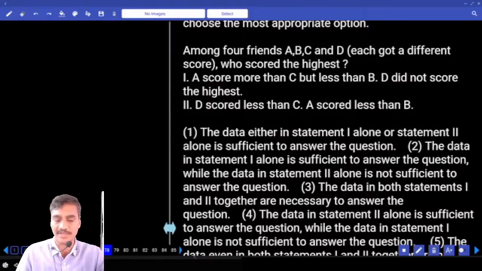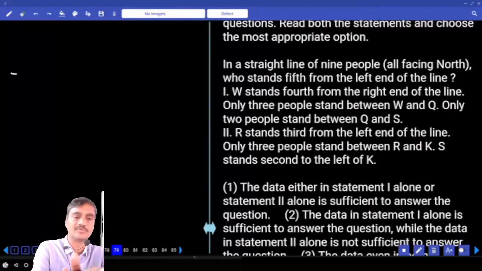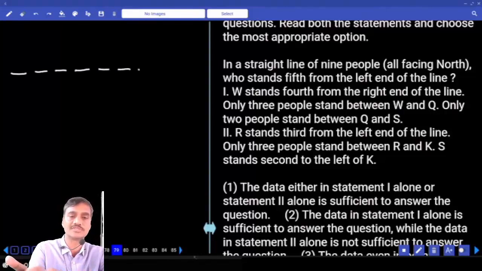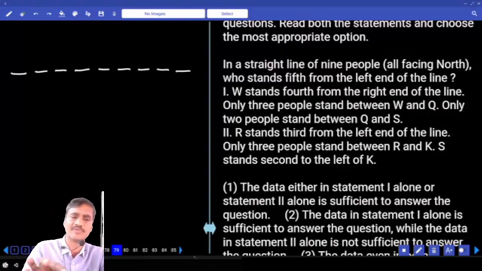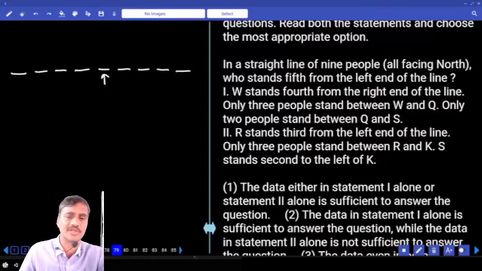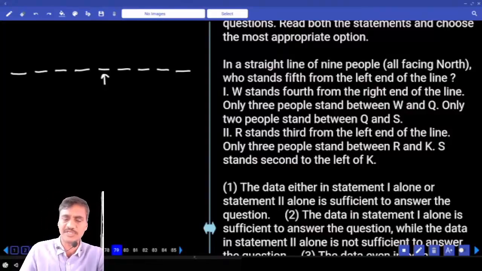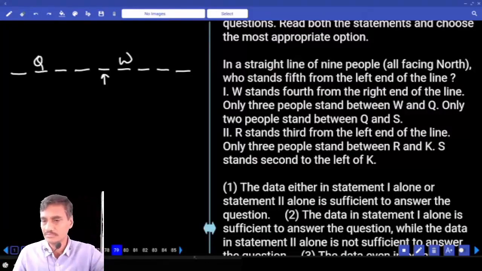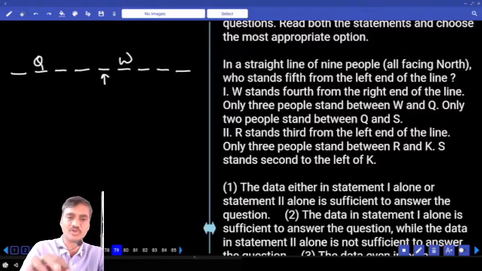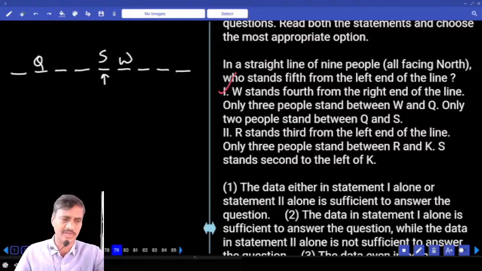Done? And next one 79. Now in a straight line of 9 people, 1, 2, 3, 4, 5, 6, 7, 8, 9. Who stands 5th from the left hand of the line? That means exactly at the center. And W stands 4th from the right hand. W is here. And only 3 people between W and Q. Q is at this place. And only 2 people between Q and S. S is here. Are you getting an answer or not? So only 1 alone is sufficient.